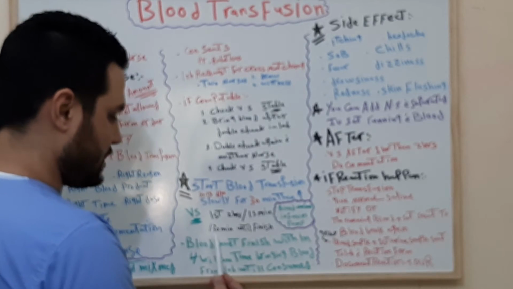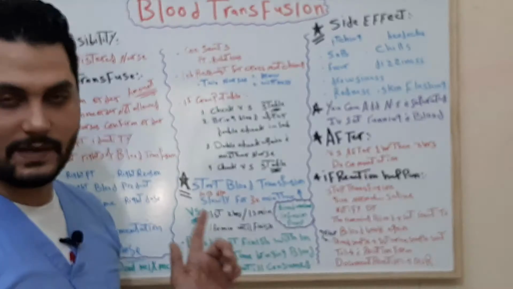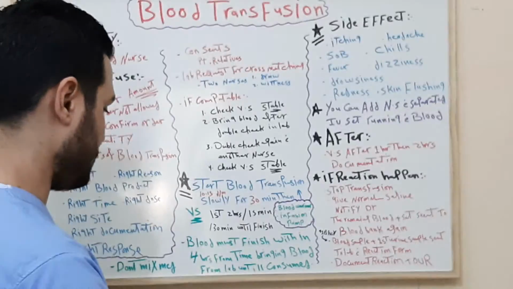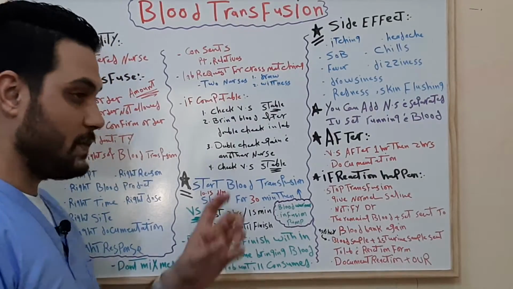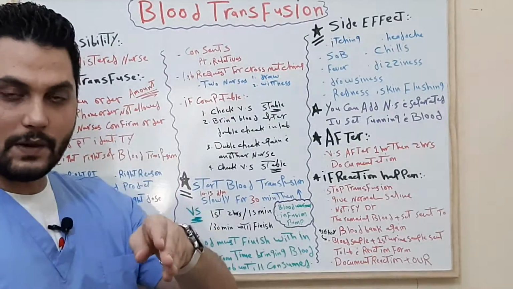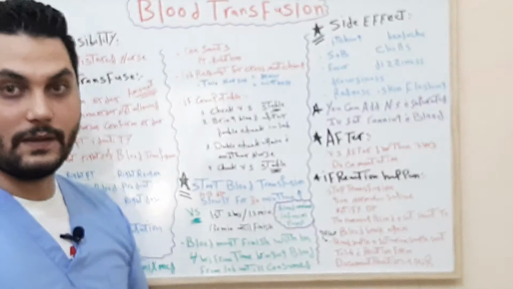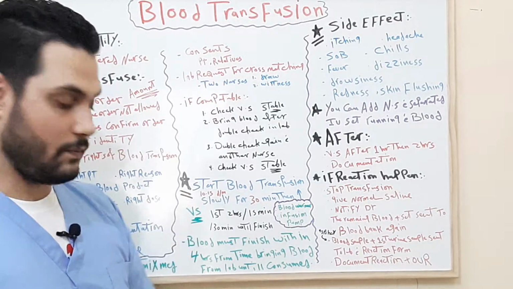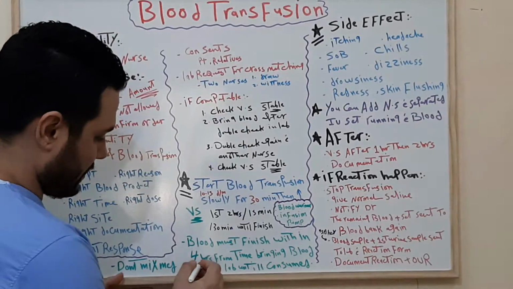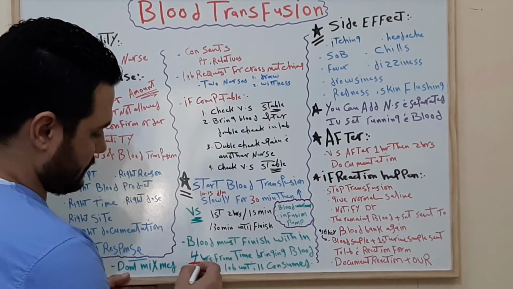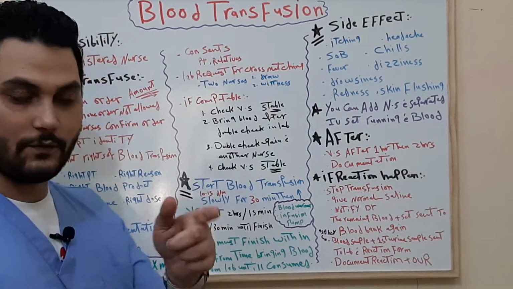After 2 hours, you check every 30 minutes until finish. Your blood product must be consumed within 4 hours from the time you take it from the blood bank. Not to exceed 4 hours from the time you take blood from the blood bank.